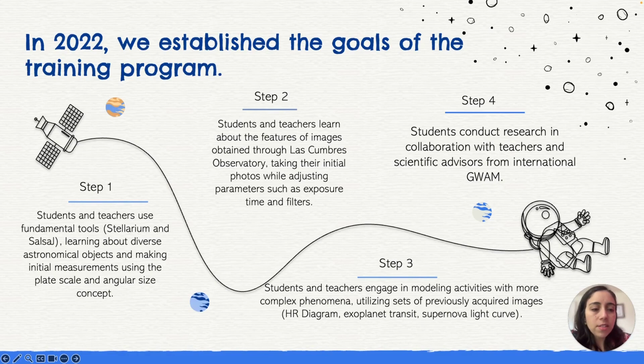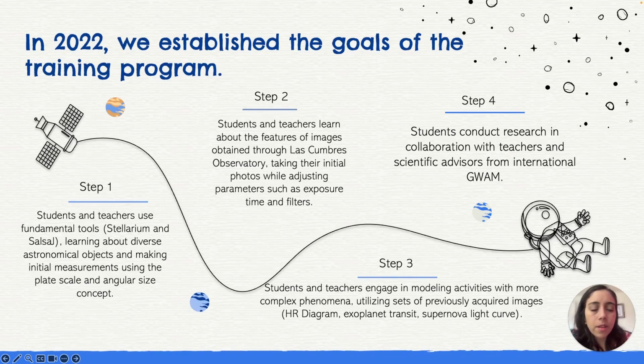Moving to the second stage, we aim to educate the students about the characteristics of telescope captured images. They learn how to program their own images from Las Cumbres telescopes, and students learn about the exposure time, the filters, and the window view when they try to catch an image from a sky object.